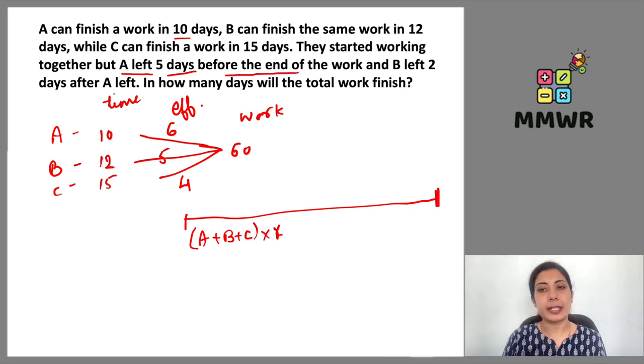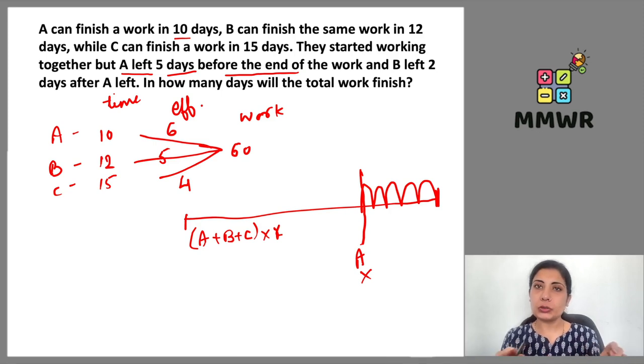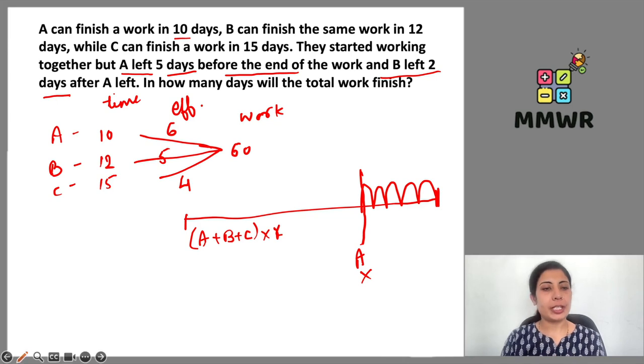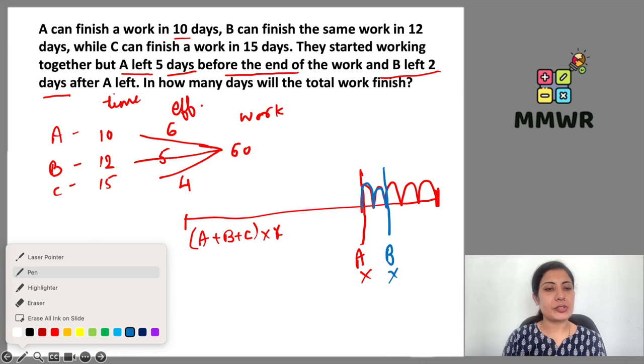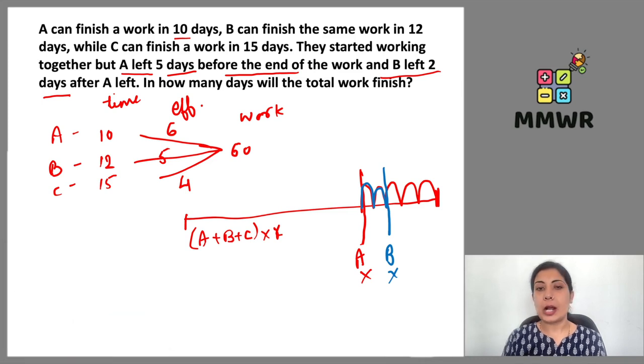So the work gets end here. 1, 2, 3, 4, 5. Exactly here, A is going to leave the work. That means till now all three were working together. Suddenly A stopped working, before 5 days of the ending of the work, A left the work and B left the work. B left 2 days after A left. So here A left, and after 2 days at this point B is also going to leave. That means with this timeline, with this chart, we have to understand for how long they have worked.